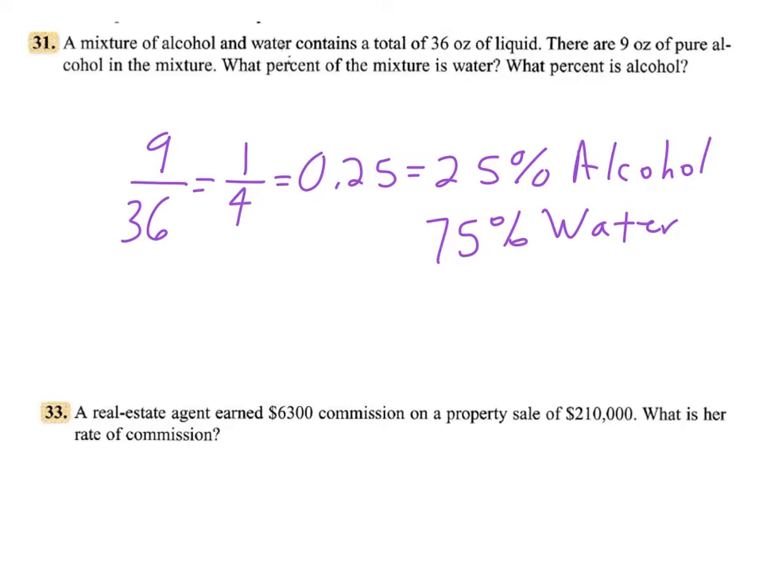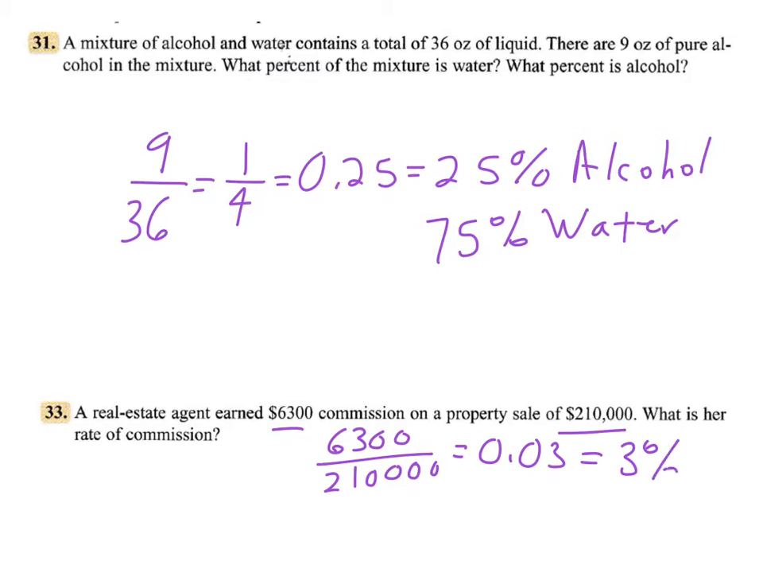And then number 33, the real estate agent earned $6,300 commission on a property sale of $210,000. What is her rate of commission? So it's really that commission over the total sale that will end up telling us her rate of commission, which again is really her percent. You know, what percent does she get? And that turns out to be exactly 0.03, which would be the same as 3%.